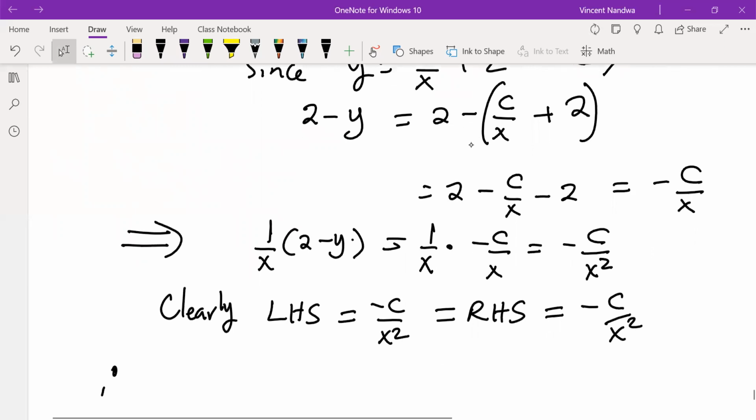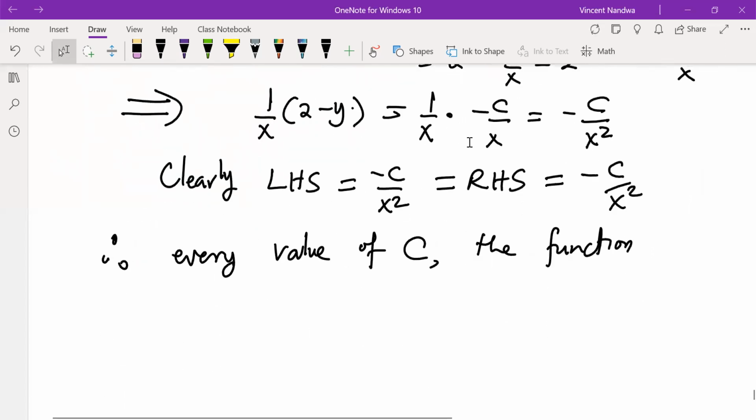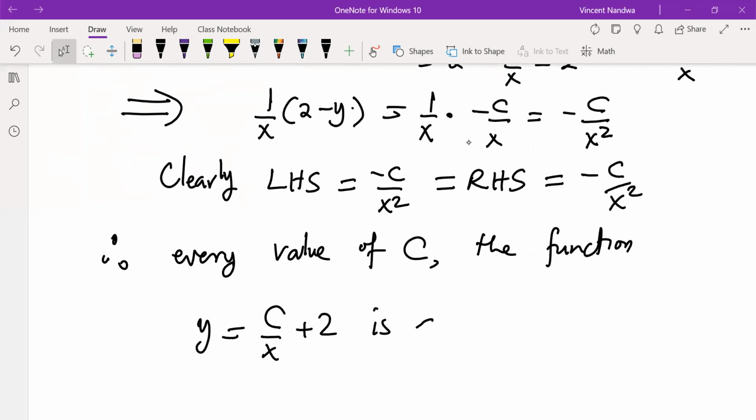So therefore, for every value of c, the function y = c/x + 2 is a solution to the given differential equation.